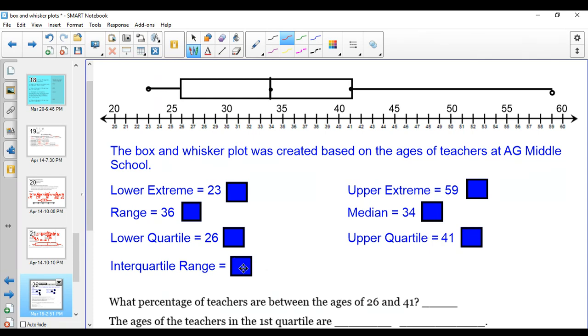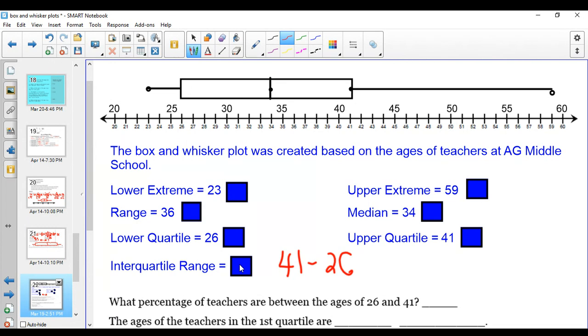Now the interquartile range is going to be the difference between the upper quartile and the lower quartile. So we're going to subtract the number from the right end of the box minus the number from the left end of the box, which is 41 minus 26.